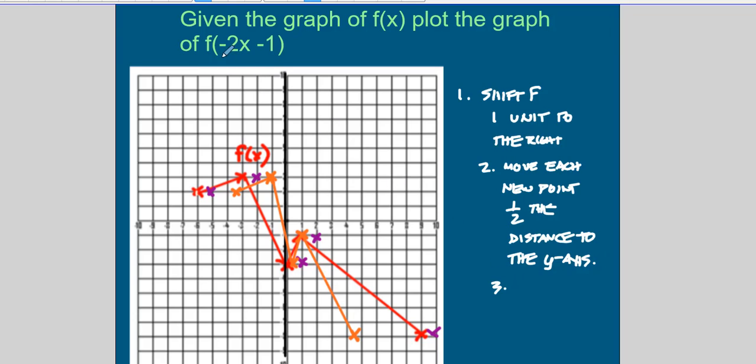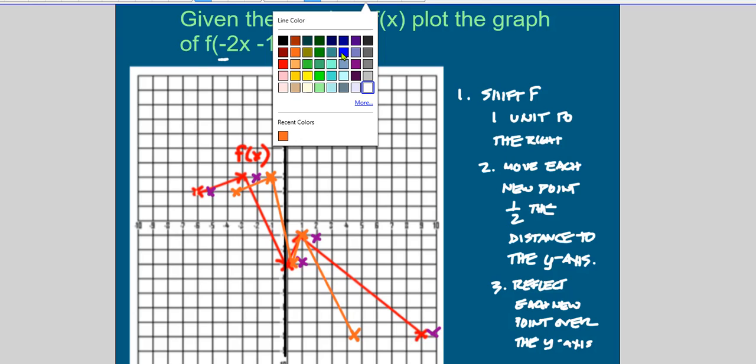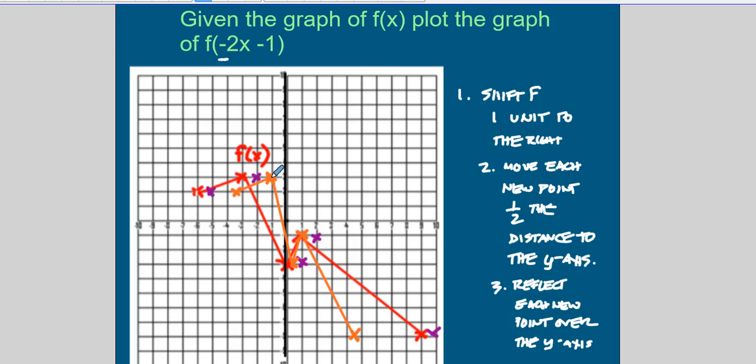Okay, now what's different here is we have this negative sign, so we're going to reflect each new point over the y-axis. So let's choose a color here. We use blue. So orange now goes to here.